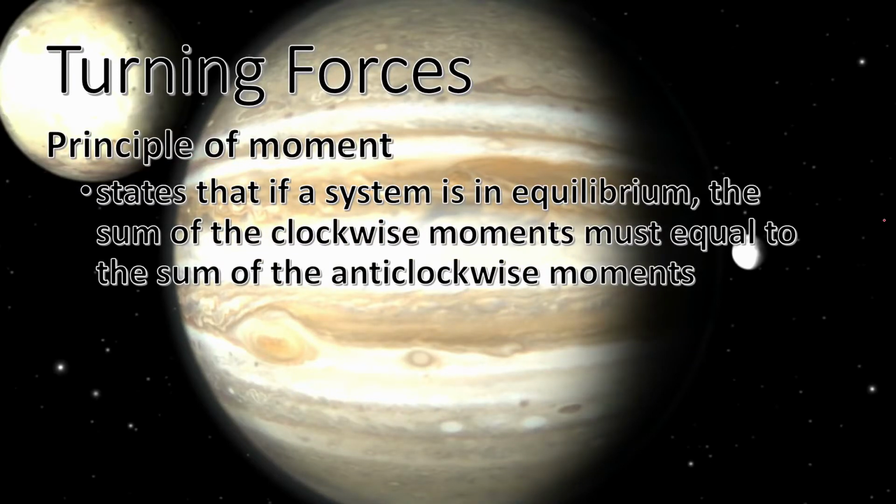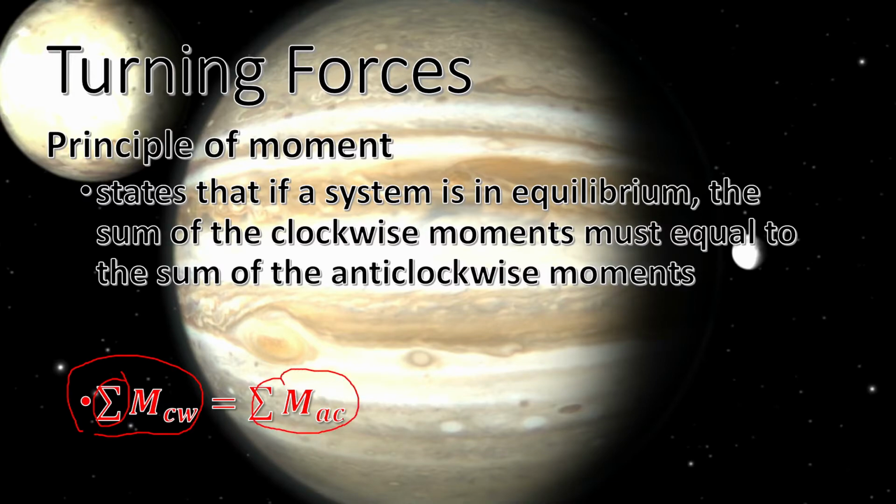So the principle of moments states that if a system is in equilibrium, the sum of clockwise moments must equal the sum of anti-clockwise moments. The formula is like this. The symbol is called summation. So the summation of clockwise moments equals the summation of anti-clockwise moments.